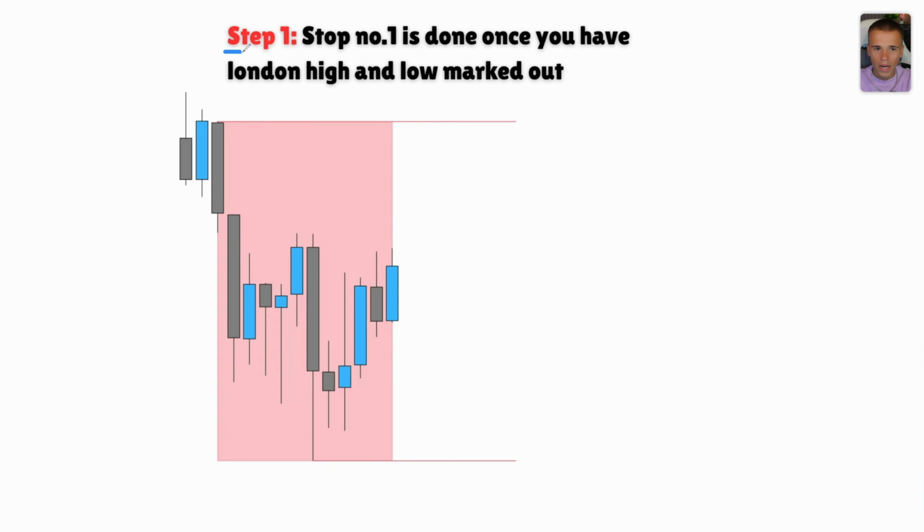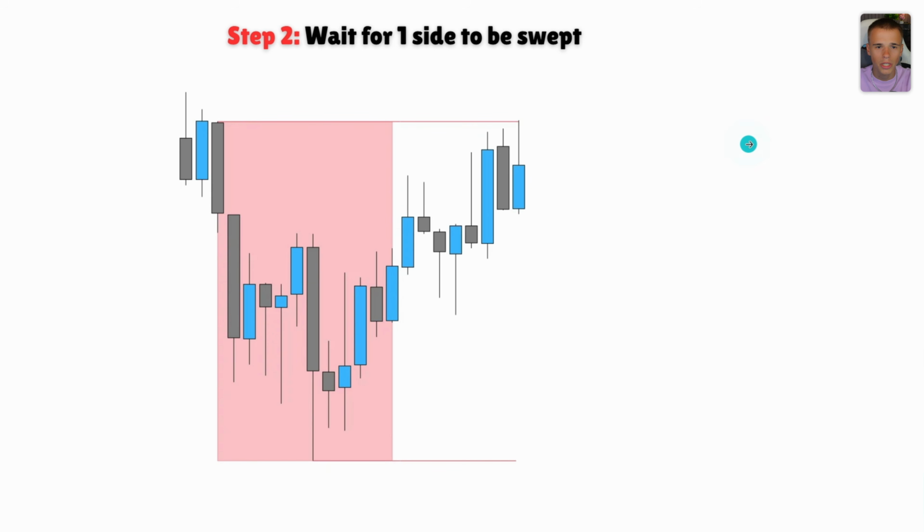So step number 1 is done when the indicator is turned on and when it's marking out these key areas. Step number 2 is to wait for one side to be swept. Basically, step number 2 is just a waiting game to see if either the upside is going to get manipulated like this, or the downside is going to get manipulated first. Since the upside was manipulated like this, we made a move to the upside and swept this high right here.